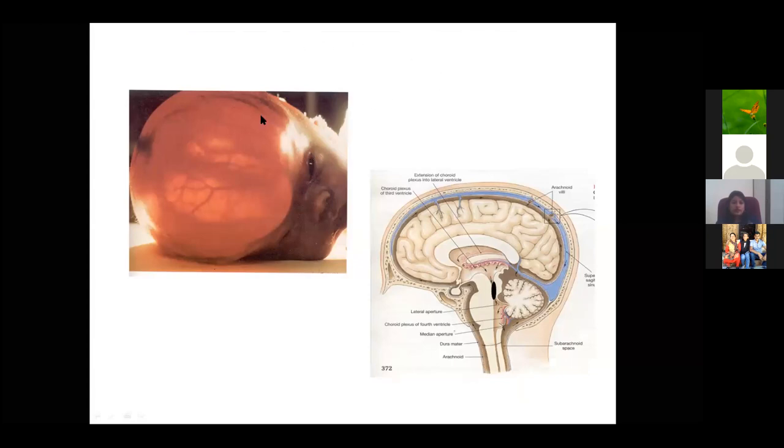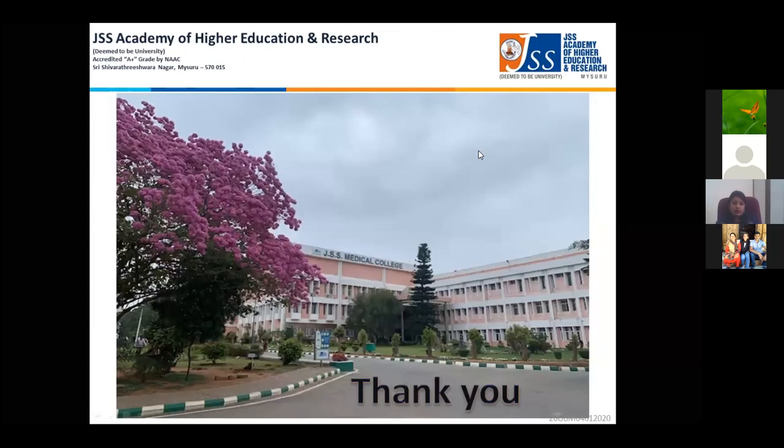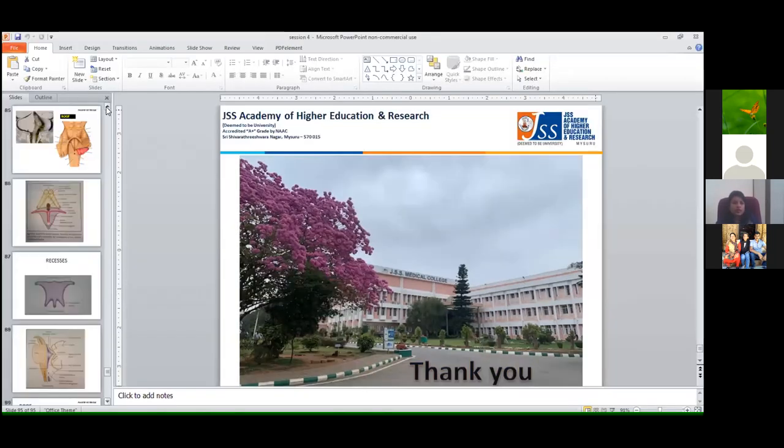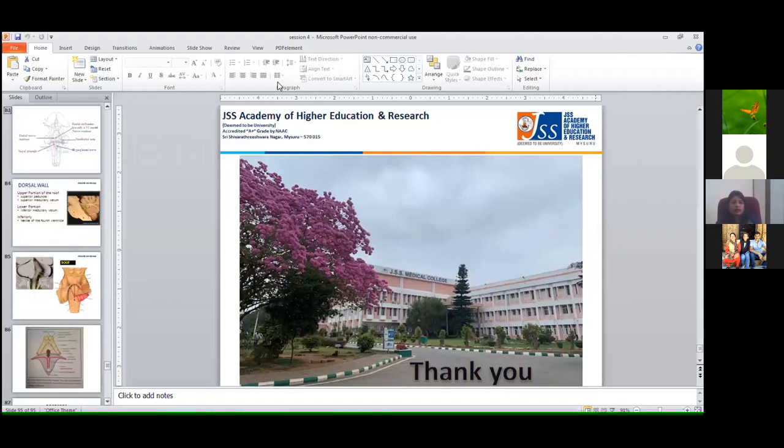The applied aspect of the ventricles is, if there is a communication block between the lateral and third ventricle, it causes accumulation of CSF, in turn leading to hydrocephalus. So we investigate by injecting a dye, and the procedure is called ventriculography, to note the block. Thank you. So this is about today's session, about the thalamus as well as the ventricles of the brain.